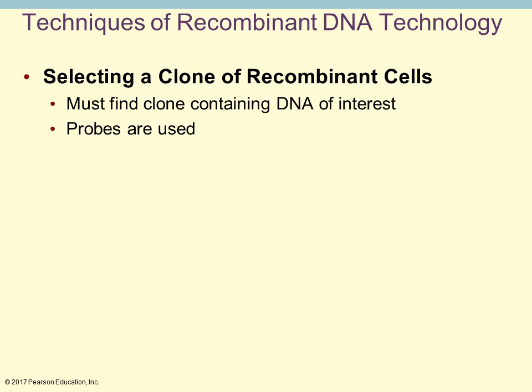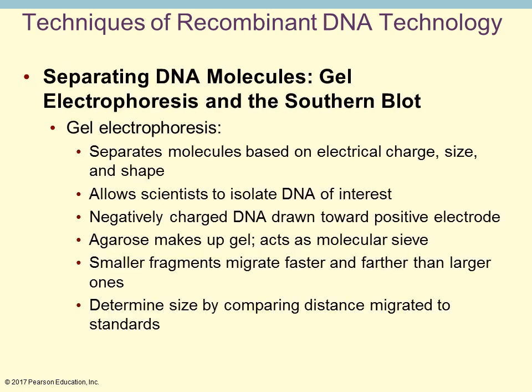You must be able to find the clone, the organism that has that DNA in it that you're interested in. Because you've cut up the DNA, you're putting it in different bacteria, let's say, and all of them are getting different pieces. So you have to find out which one has the one that I want. You'll use a probe. You can also take the DNA and run what we call an electrophoresis gel. It's going to separate the DNA.